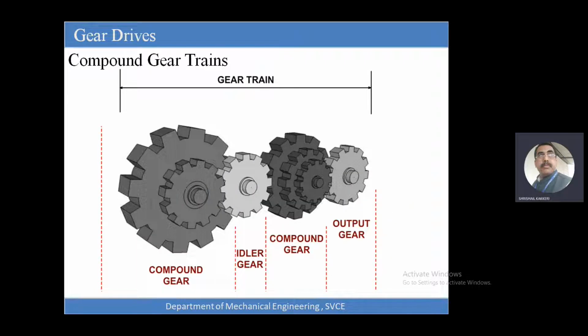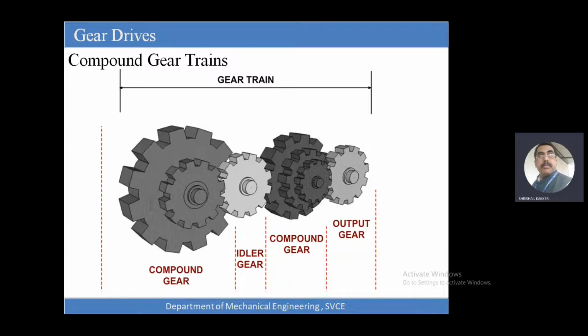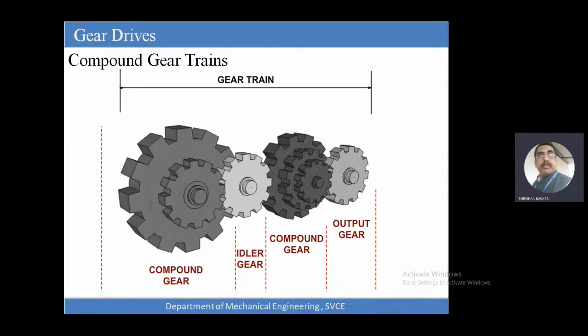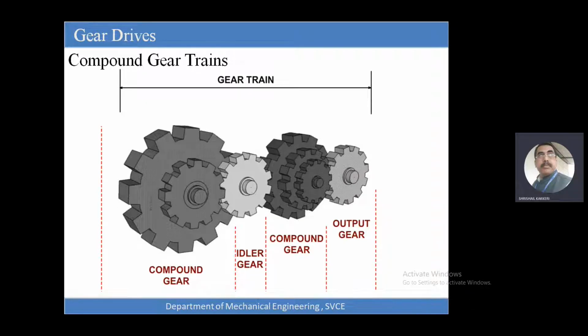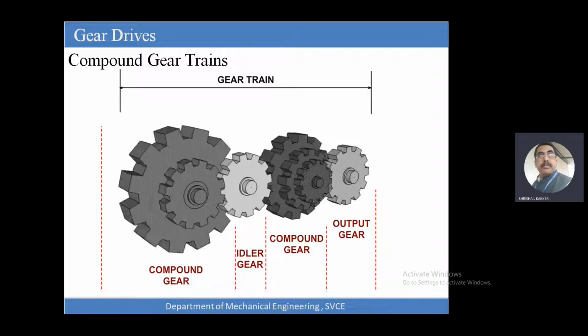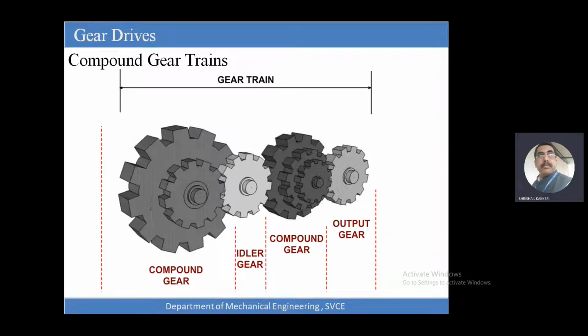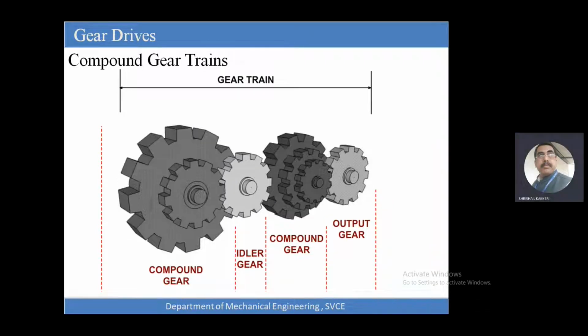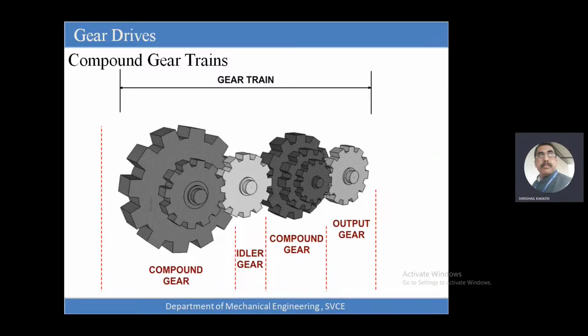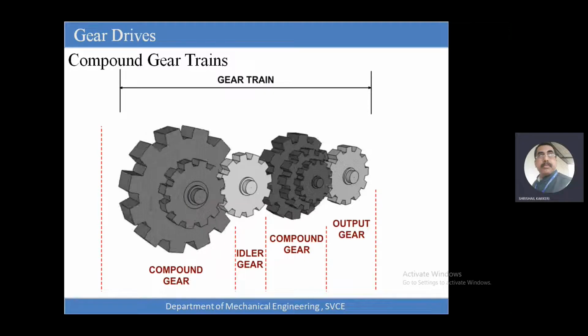Okay. Now, what is the compound gear train? A compound gear train is one which consists of more than two gears. Let me look into whether it is a compound gear train or a simple gear train. Between the driver and the driven, if any one shaft or more than one shaft is having two gears, we call that a compound gear train.